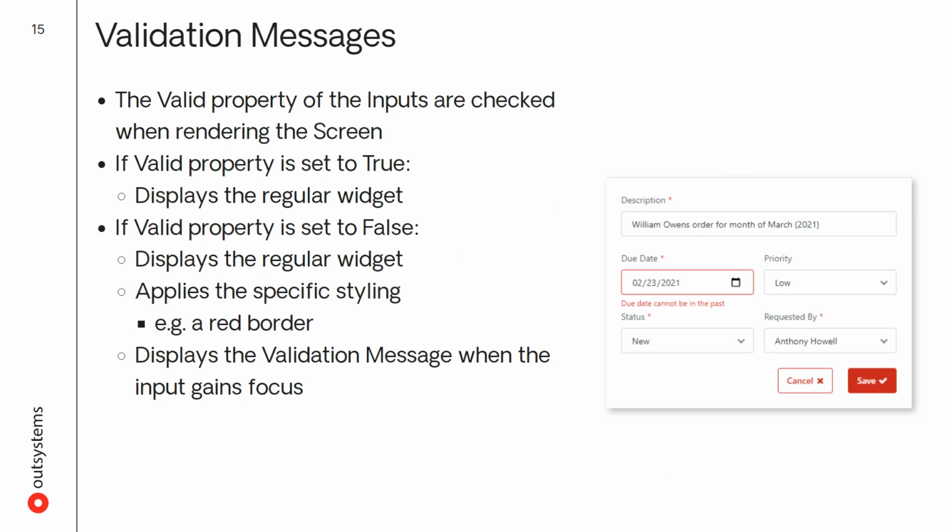When a screen with a form and input fields is rendered, the runtime valid property of each input is checked. If the valid property of the input is set to true, it means that the data in that input field is valid, so the screen only displays the regular widget. If the valid property is set to false, it displays the regular widget with a specific styling, for instance a red border, and the validation message when the input field has the focus. In this example, we have the due date input appearing with a red border, and the message "Due date cannot be in the past."